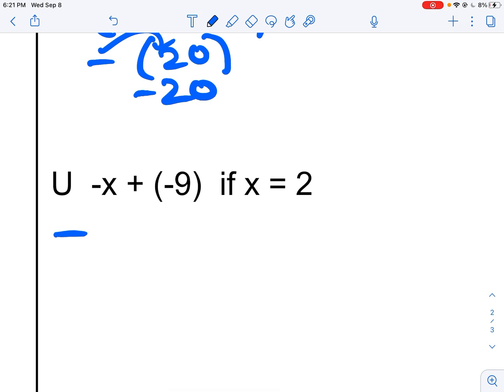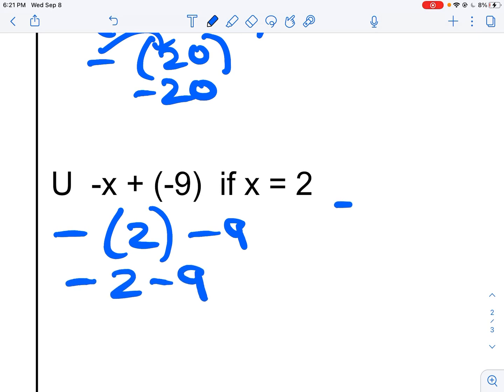Here we go. I have a negative. I replace the x with 2 minus 9. So I have negative 2 minus 9. I have 2 negatives, and I have 1, 2, 3, 4, 5, 6, 7, 8, 9. How many negatives do I have? Negative 11.